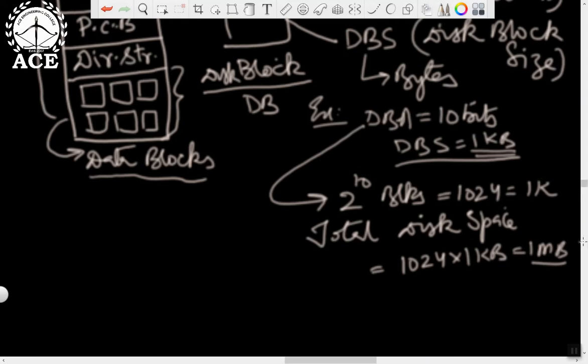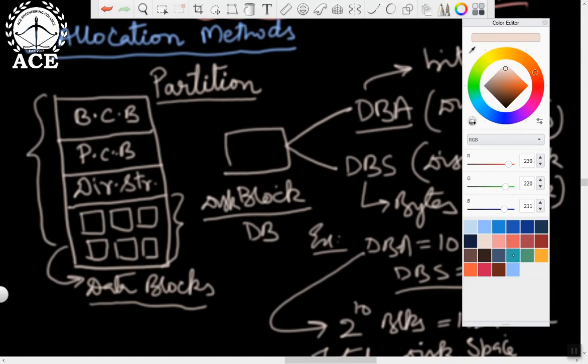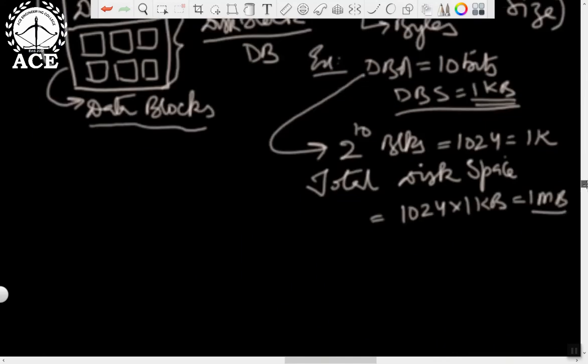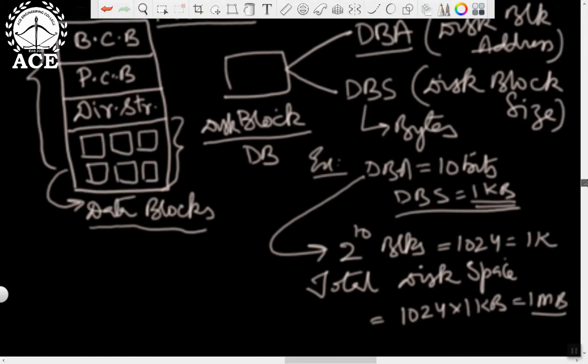So this is how we can calculate the disk size. Again I am repeating, every disk block will have two parts, the disk block address and the disk block size. The address is given in bits and the disk block size is given in bytes. Using the disk block address and disk block size we can compute the disk capacity, or disk space. So this is the concept with regard to blocks.